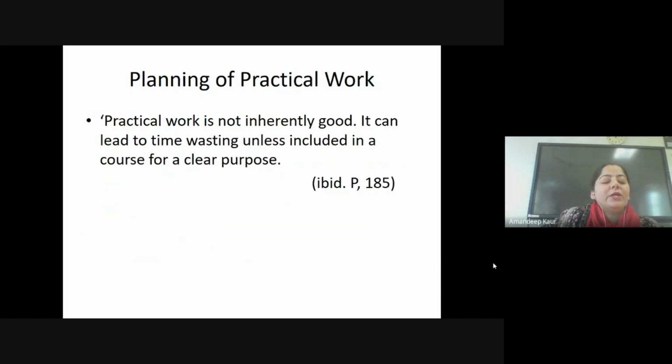So first we are going to discuss the planning part of the practical activity. When it comes to the planning of the practical activity, practical work is not inherently good. It can lead to time wasting unless included in the course for a real purpose. So when it comes to writing learning outcomes, it is not only for the subject information, but at the same time for the laboratory component also, the teacher must have clear learning outcomes defined specifically for the student population.